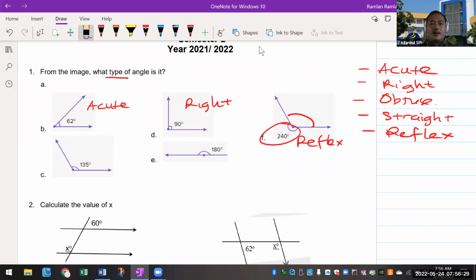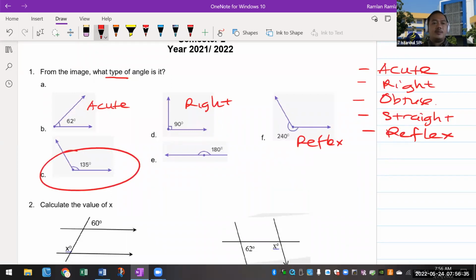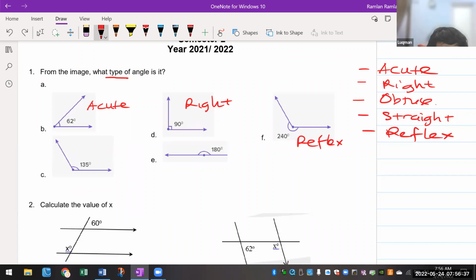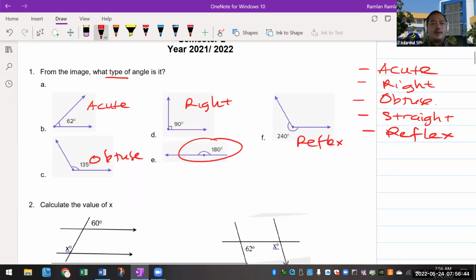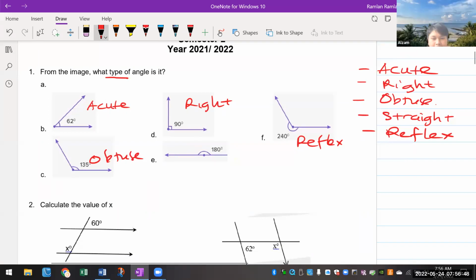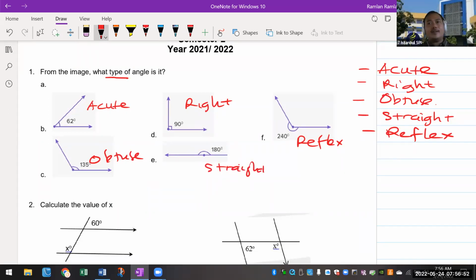Okay, very good. Next question, I'm gonna go to Lukman. The next question is this one. Obtuse, bukan pak. Okay, very good. Yes, it is obtuse. And the last one, I'm gonna go to Alzam. How about this one? Straight. Yes, okay, right. So quite easy, right? It's very, very easy. You don't have to calculate anything. You only need to classify the type of angle based on the size of the angle, okay?